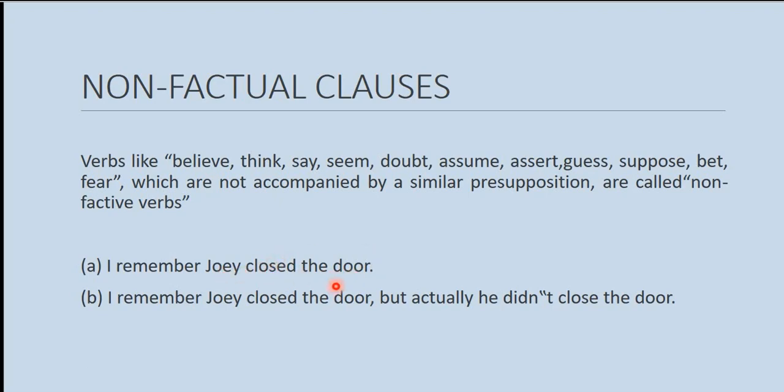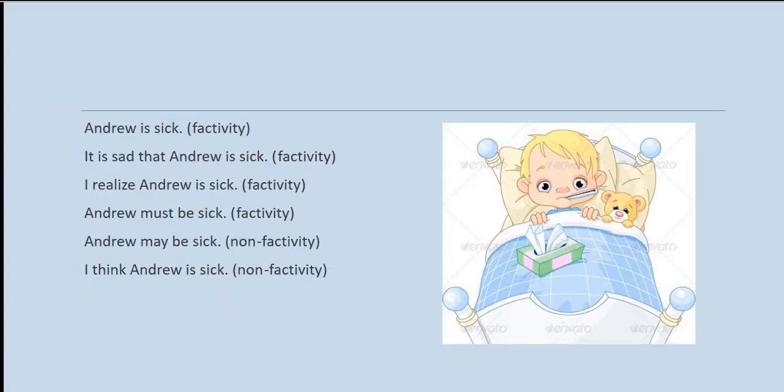You can see that because of the verb here, this remember verb, we cannot be sure about the effectivity of the clause. So we call such clauses, which we might not be sure about the effectivity, non-factual clauses. So let's see some more examples about factivity and non-factivity.